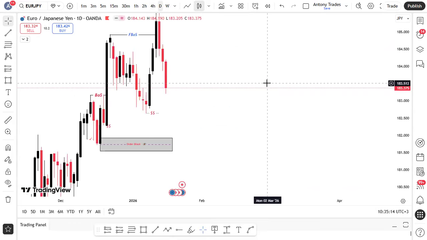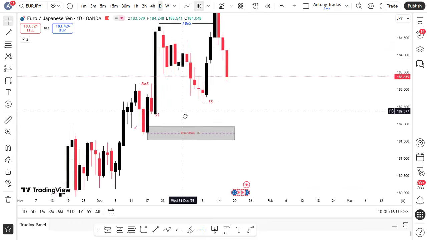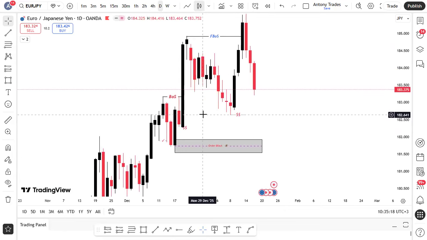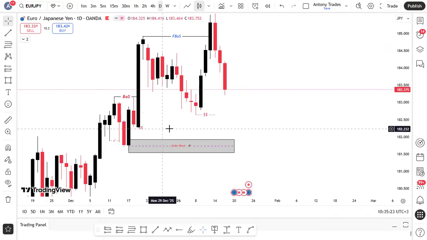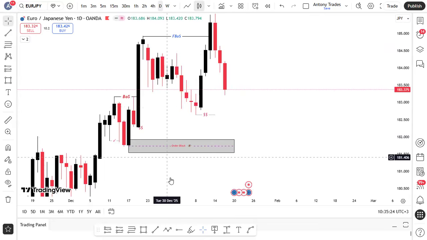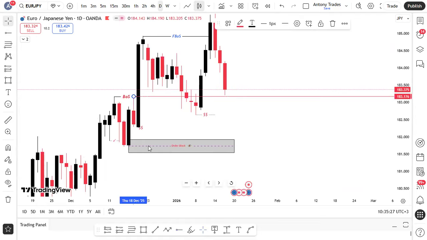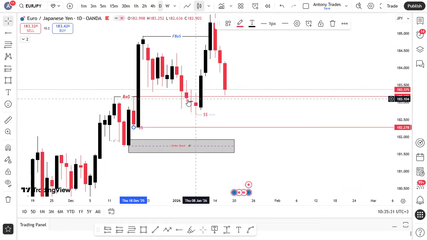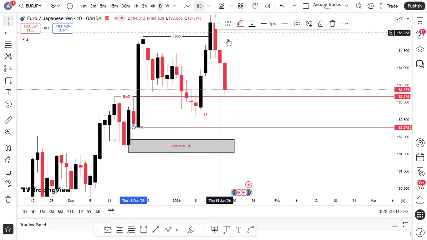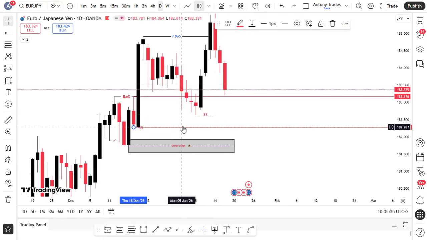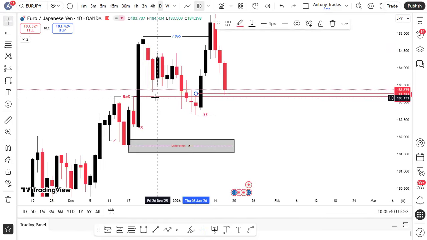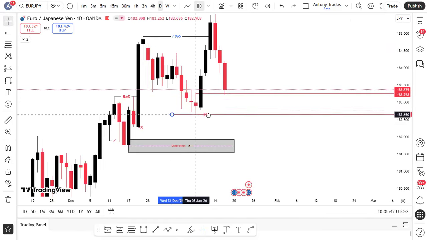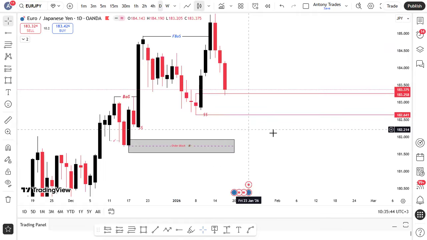If you go to the daily time frame, yeah, I see now where the market reacted from. You can see we had this daily time frame order block. The market reacted from this order block. So it came to that order block and reacted from there and pushed to the upside. And it seems like we are having another order block here on the daily time frame. So the market might also react from this order block.